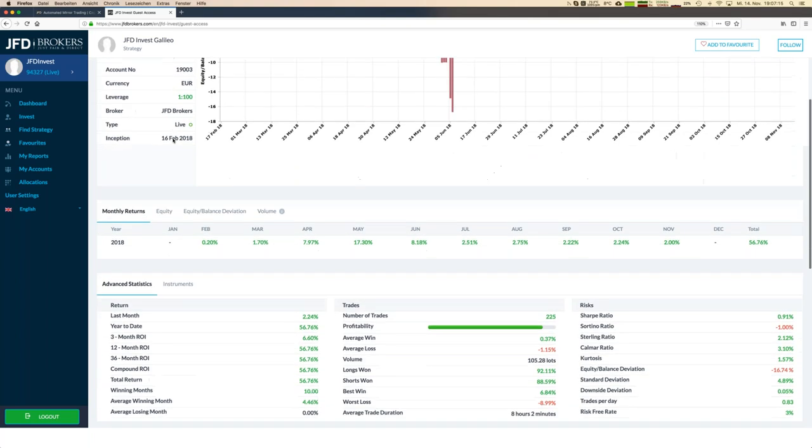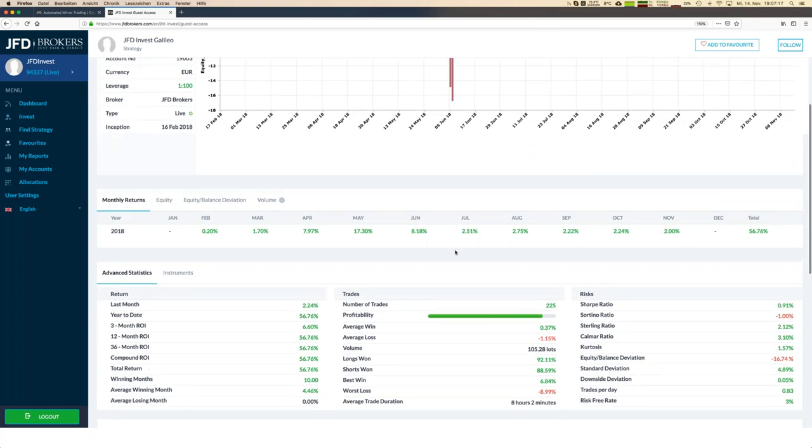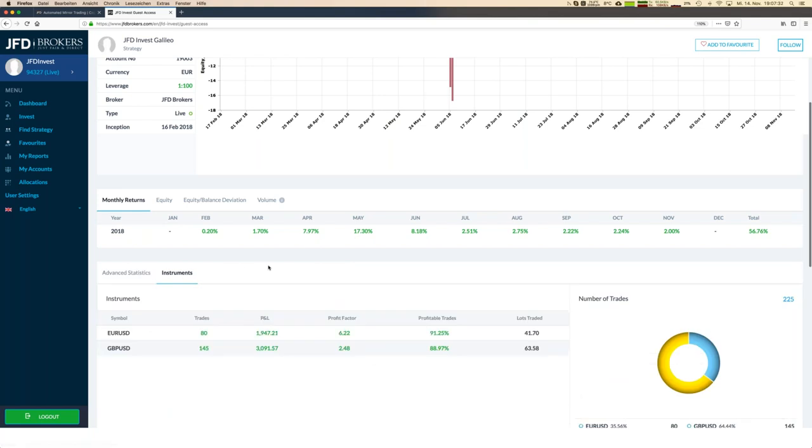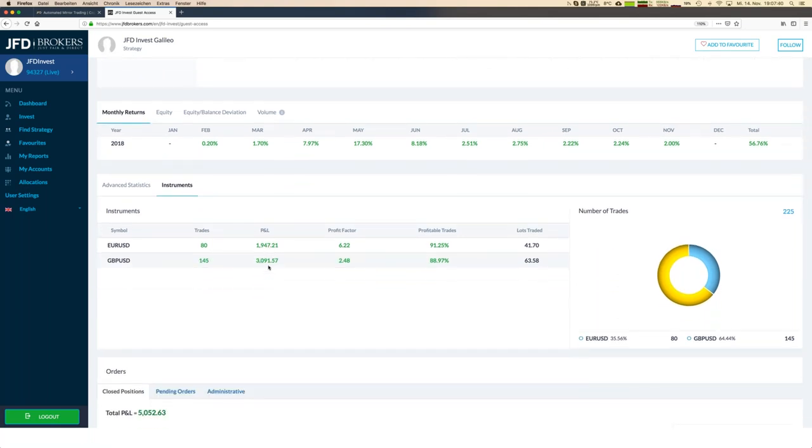Anyhow, that strategy is really impressive. You see the numbers. Okay, there has been 1 month with outstanding results in May. I have no idea why, but all the rest is 2-4%, which is really fine. Let's have a look on the instruments traded. It's euro, US dollar, and British pound, US dollar. So just those two symbols.